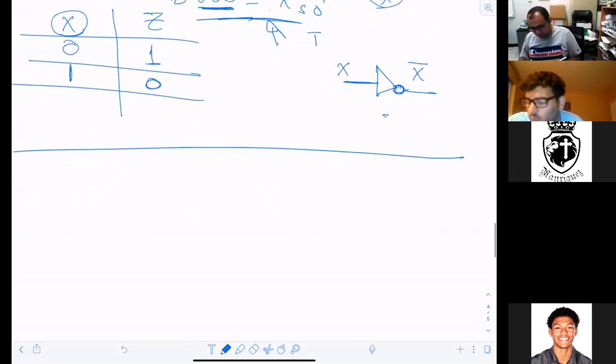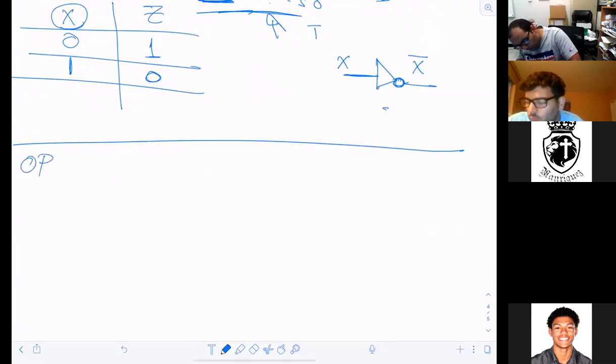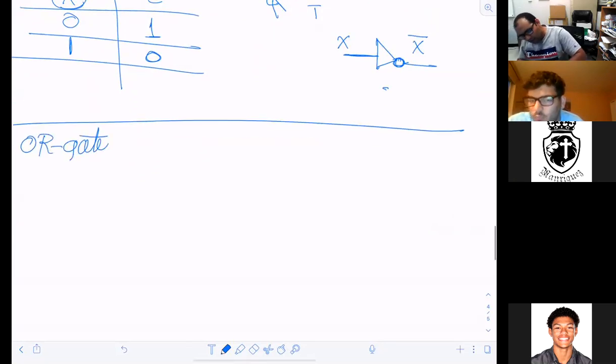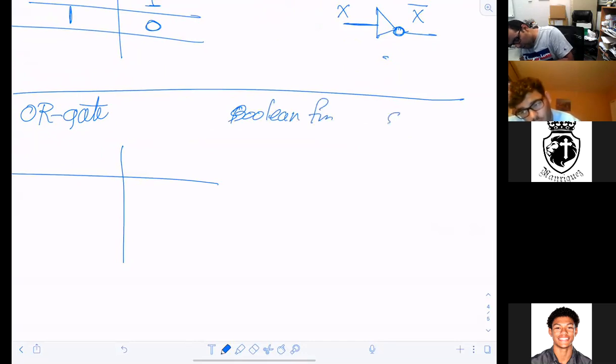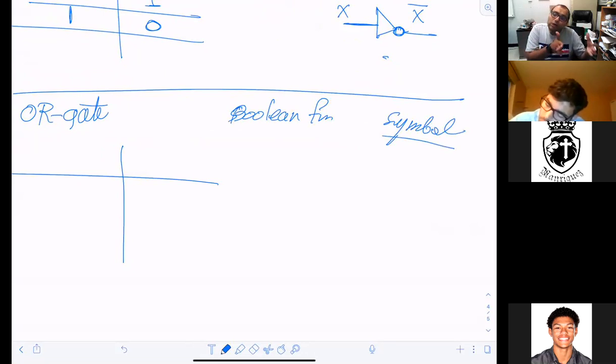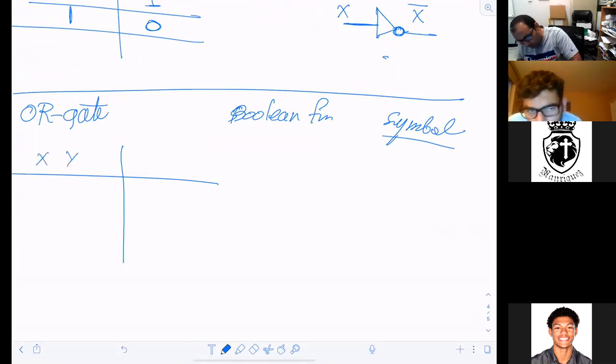Okay. Now we're gonna go into the OR gate. OR gates normally work with 2 inputs or more. So we need the OR gate's Boolean algebra function, and we need the symbol. Now it is two inputs or more, so I'm imagining that I have 2 inputs. One is called X, one is called Y, and my output is equal to Z.